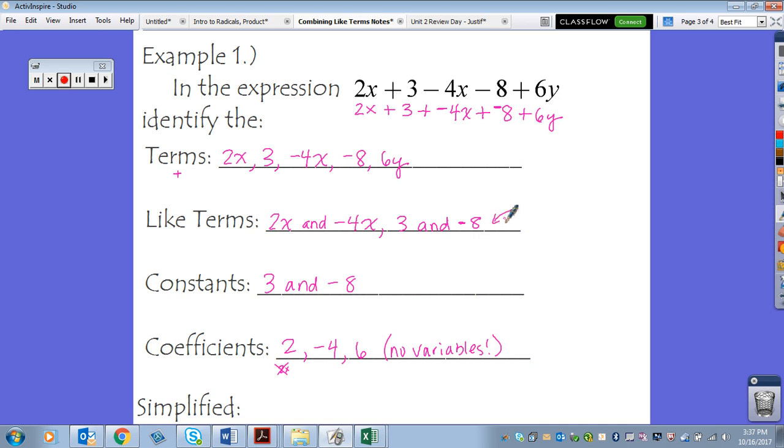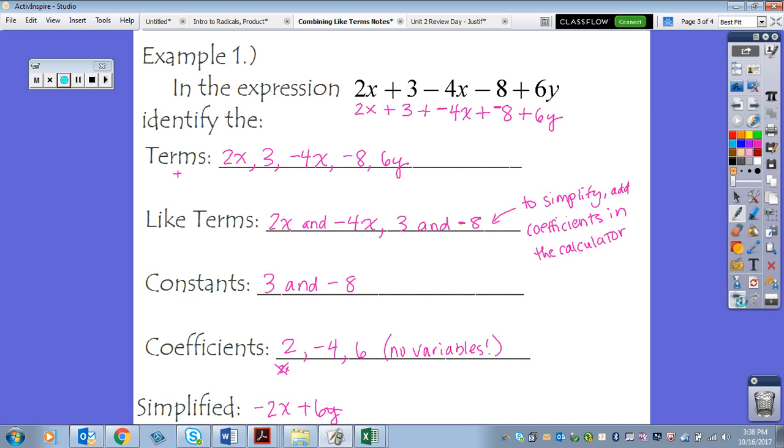Now, to simplify, what we do is we add the coefficients in the calculator. Okay, so we take any like terms that we have and we add their coefficients. So I have 2x and -4x. I would take 2 and -4, add them in the calculator, and I get -2x. Okay, the 6y did not have a like term, so I'm going to bring down that plus 6y after the x, because we always like to do variables alphabetical, so x first, y second.